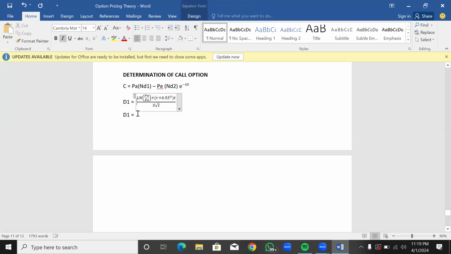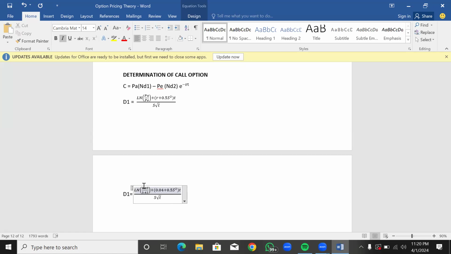So the first thing now is, let me have everything for this one too. Let me copy this here. I'll just be editing the figures. So D1 equals ln PA over PE. Now, what is my PA that we got earlier? 3.60. What's my PE? 3.42. What's my least square? 0.04.